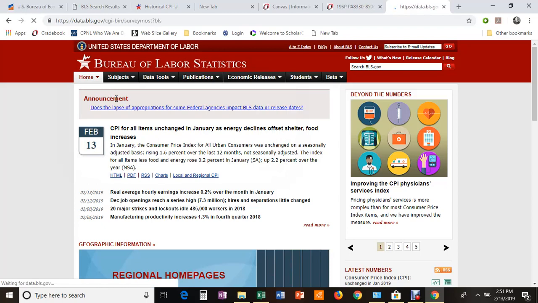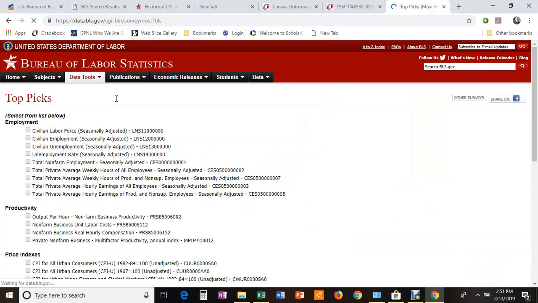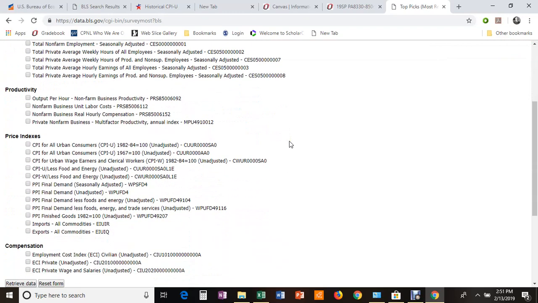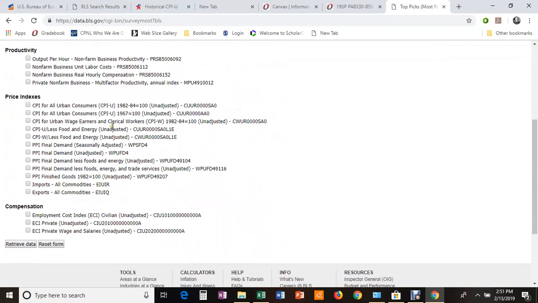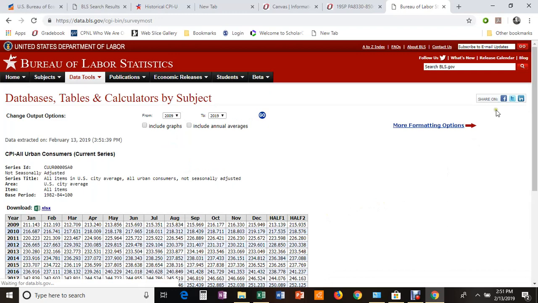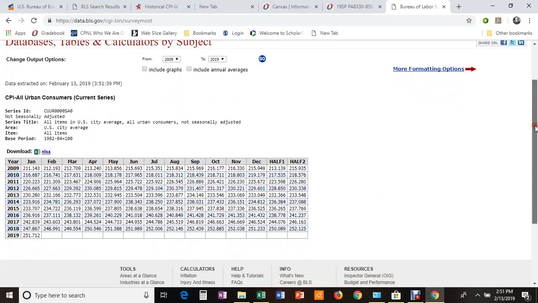But I wanted to get some historical data, which I was having trouble getting. So here it is. I actually ended up using the search. So CPI for all urban consumers, that is CPIU that I referred to in the lecture. So I checked on CPIU, I hit retrieve data, and what should pop up is this table right here. So this goes back all the way to 2009.